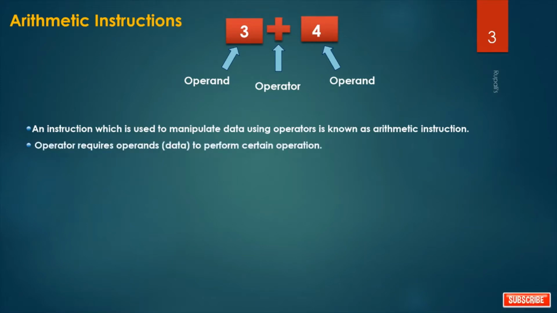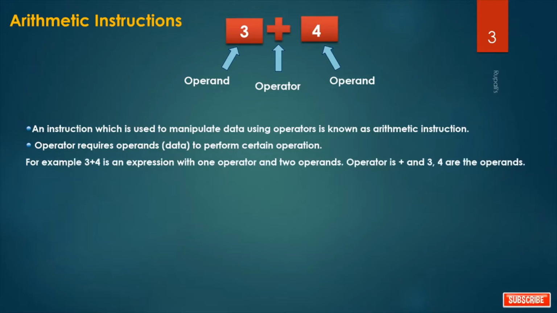Operator requires operands, that is data here, to perform certain operations. So these are operand and this is operator. So 3 and 4 here are operands and plus is operator. So operator requires operands to perform certain operation. Here the operation is addition, and the operator is plus. For example, 3 plus 4 is an expression with one operator and two operands. Operator is plus and 3, 4 are operands.